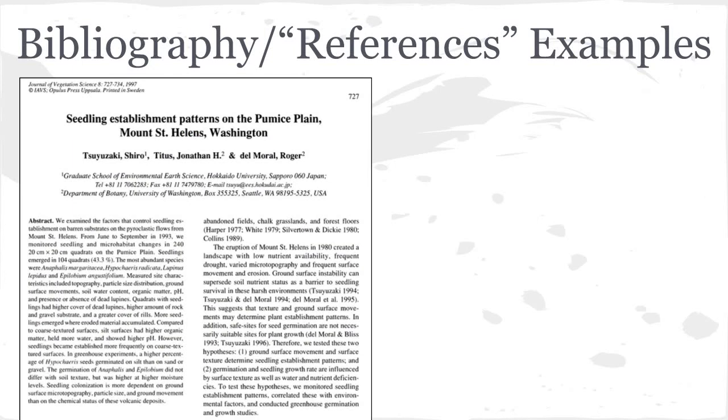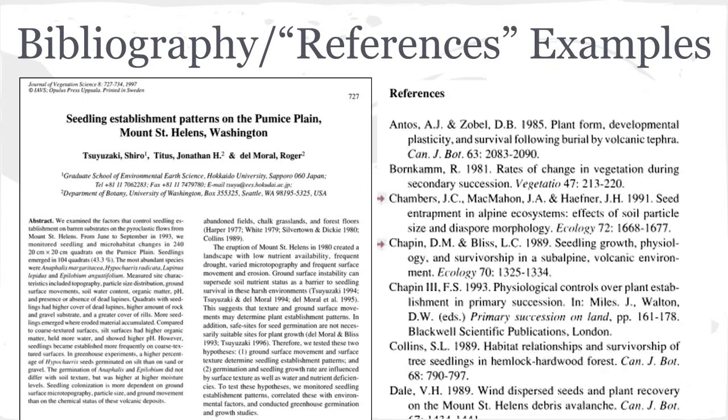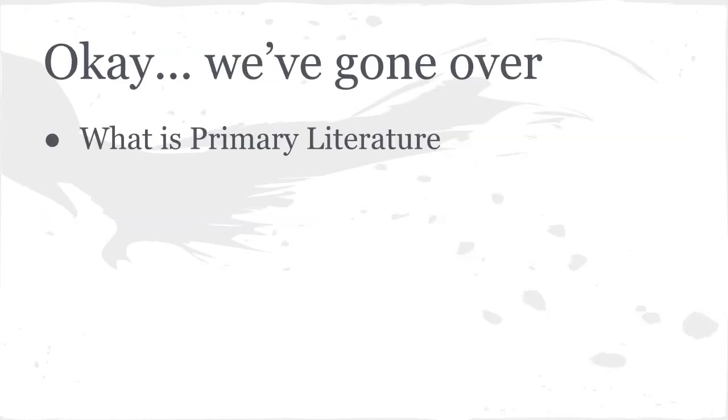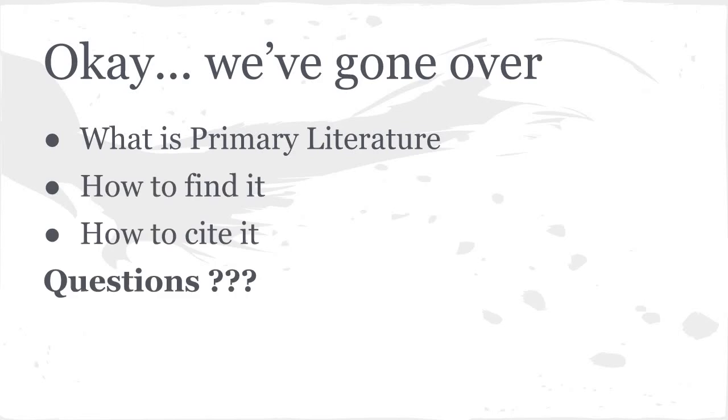Now, Dr. Titus's, we've got names in here. So when there's names, how does the bibliography have to be ordered? Alphabetical, right? Of course. Always, always. No problem, right? Okay. So we've gone over what is primary literature, how to find it, how to cite it. Pause. Do we have any questions?